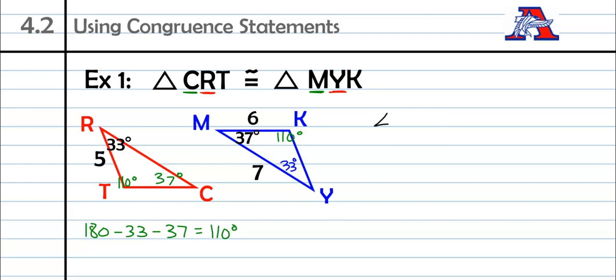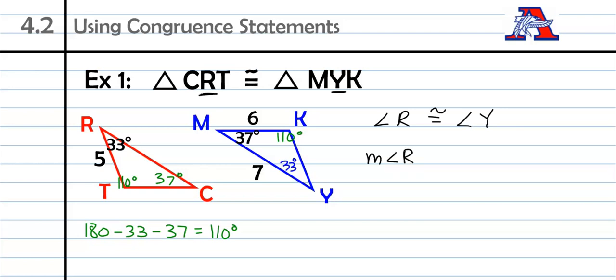Go with angle R. What is congruent to angle R? Well, there's a couple different ways you could do it. You could look at the congruency statement to do that, or you could look at the actual triangle. I think it's easiest to just do it right from the congruency statement. So since R is in the middle and Y is in the middle, then angle R is congruent to angle Y.